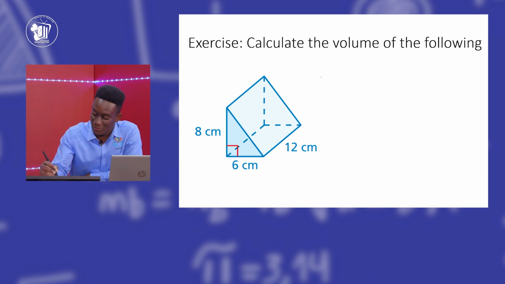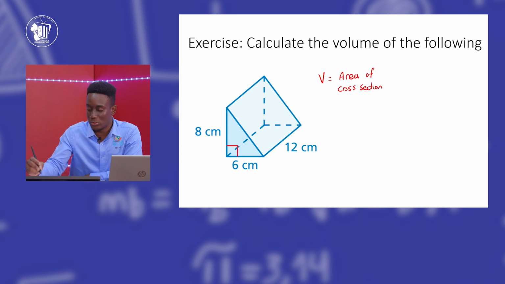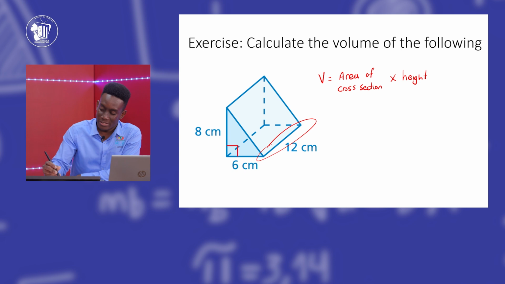So I can say the formula to find the volume of a prism would be area of, I want to say cross section, because most books or most papers will have cross section, multiplied by the height. Now the height would just be this part here, because if I am to flip this shape like that, this will become the height. So here would be the height.